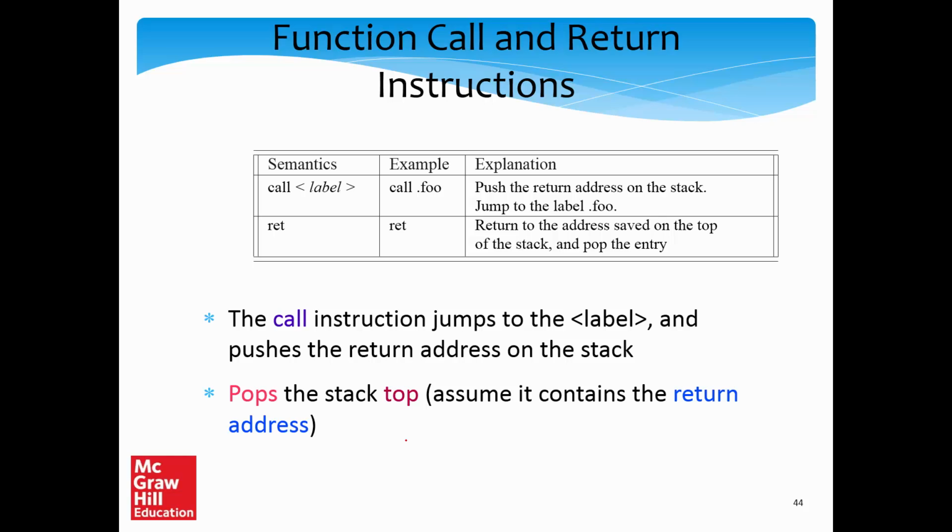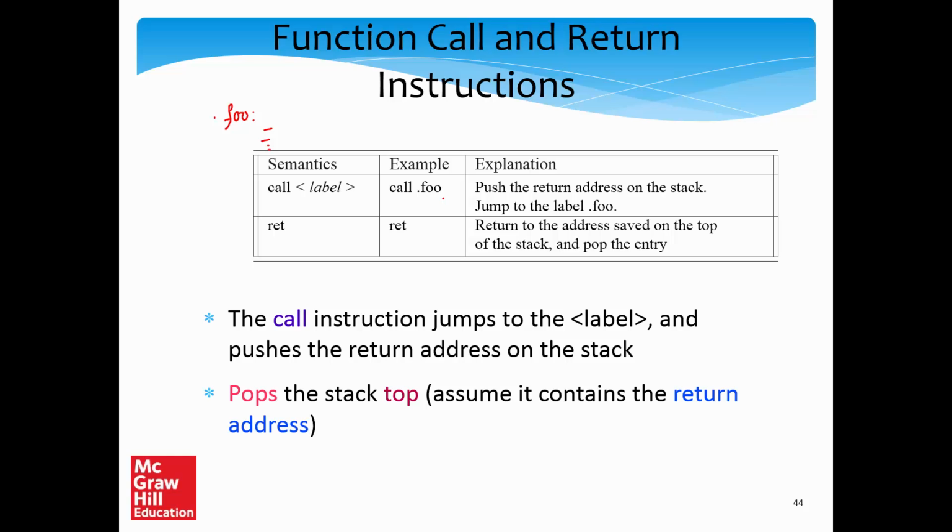So what's left? What is left is function call and return instructions. The call and return instructions are exactly the same as SimpleRISC, with some differences. Let's first find out what is similar. We have a call instruction. The format is call and a label. Let's say we go to label .foo. .foo is the beginning of the function, right?